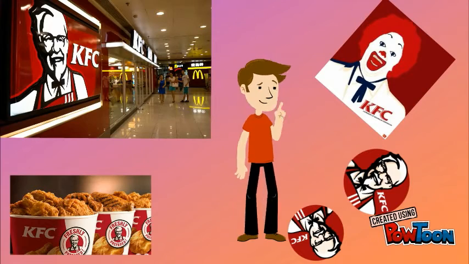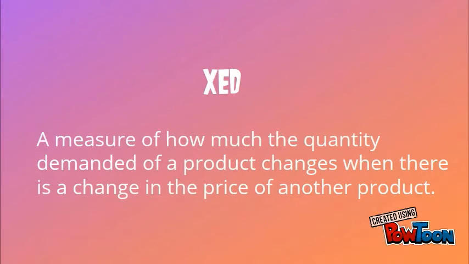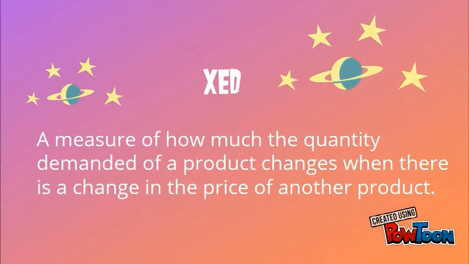Now, as Mr. R keeps struggling, let's focus on cross-elasticity of demand, which is a measure of how much the quantity demanded of a product changes when there is a change in the price of another product. Now, what does XED do? It allows us to see the relationship between different goods, like substitutes, complements, and unrelated goods.